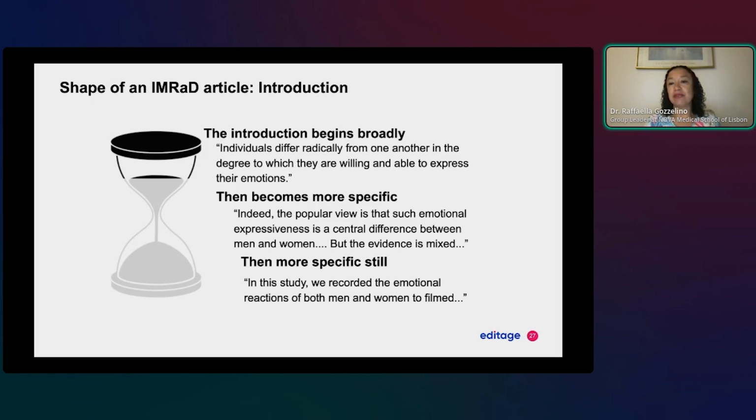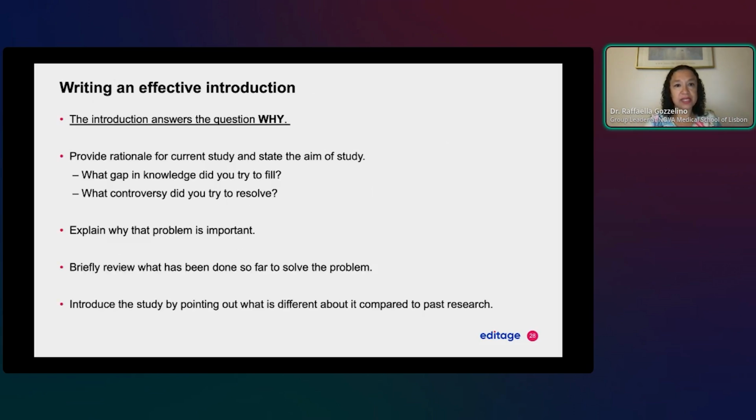Individuals differ radically from one another in the degree to which they are willing and able to express their emotion. So it's a very broad statement. It's a general sentence, but then it becomes more specific. Indeed, the popular view is that such emotional expressiveness is a central difference between men and women, but the evidence is mixed. And then it goes even more specific, like in this study, we recorded the emotional reaction of both men and women to film. So you see that it started very general and then slowly it narrows down.